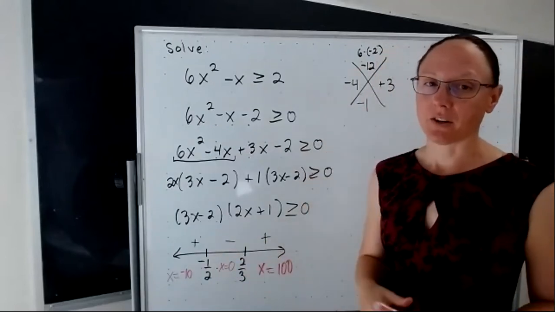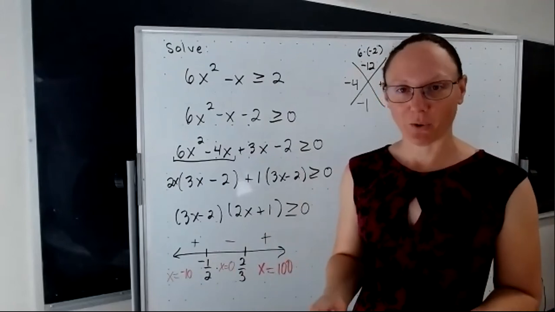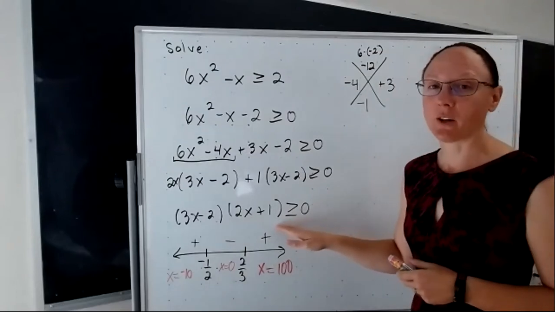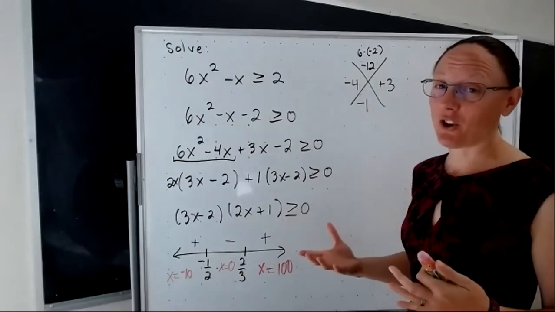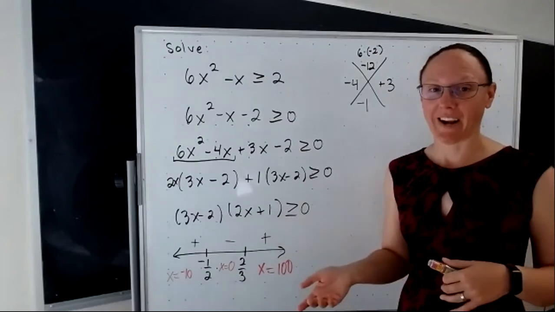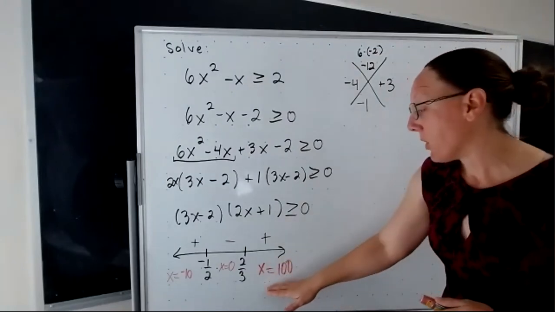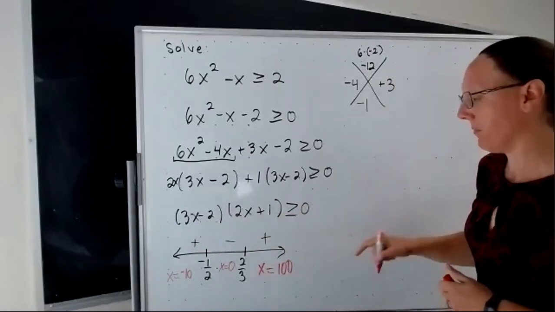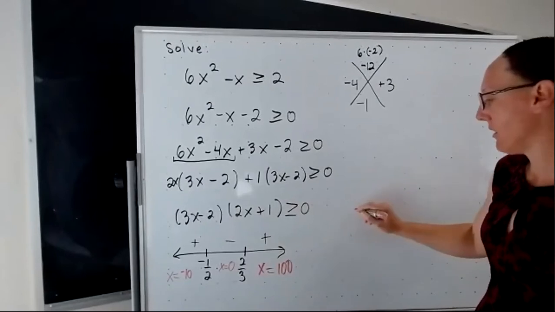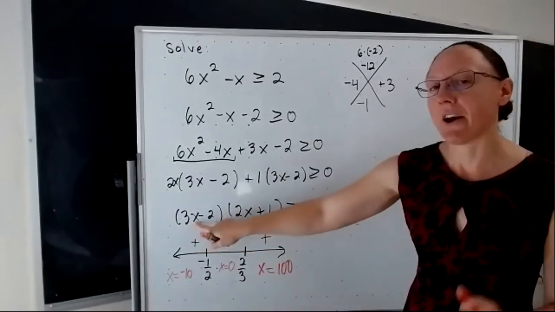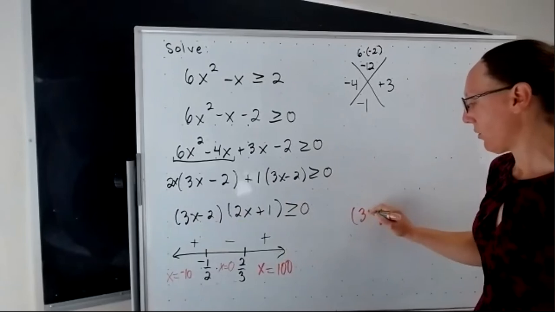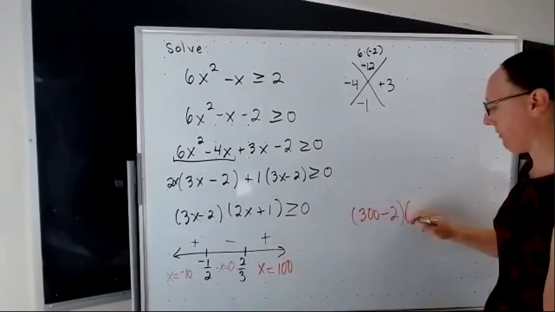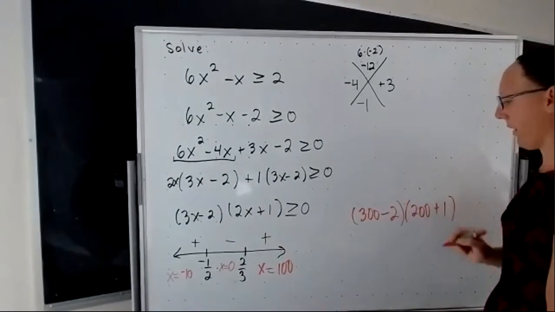For the other numbers, we don't actually care what the value is. The only thing we're trying to figure out here is where it's greater than or equal to 0. So we just need to know if the thing works out to be a positive number or a negative number. So when I plug in x equals 100, I'm going to choose, personally, the factored form. And if I plug in 100, I'm going to say 3 times 100, I can do that. 300 minus 2. When I plug in the 100, I'm going to have 200 plus 1.